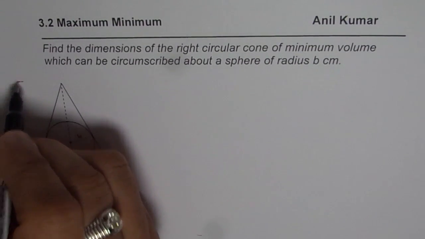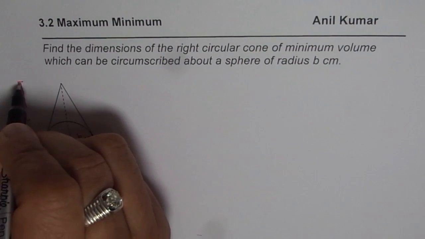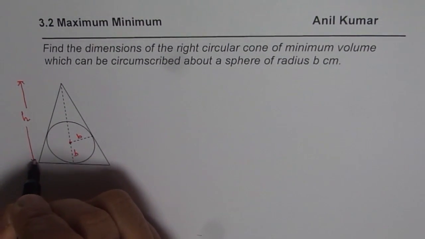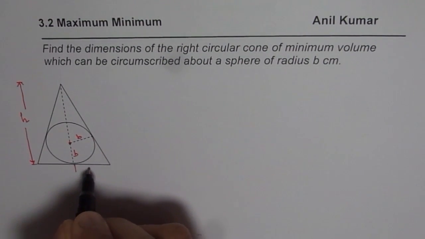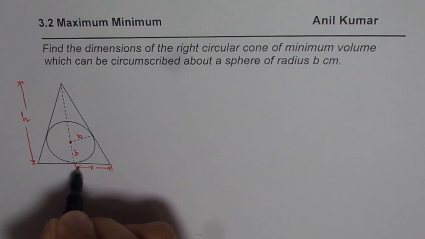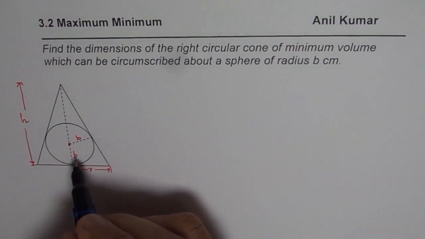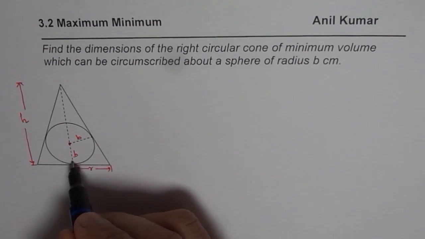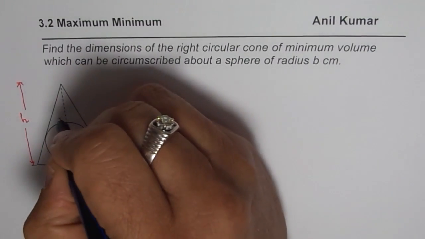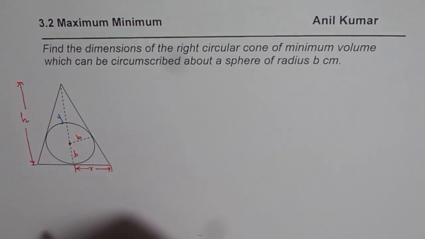So let the height of the cone be h. This is what we need to find, height and the radius. So the radius be r. Let us say this is the radius for the cone. This is what we need to find, radius and height. So what you can say is that height could be the radius of the sphere plus that much. Let me call this y. Okay. So this is y for us.